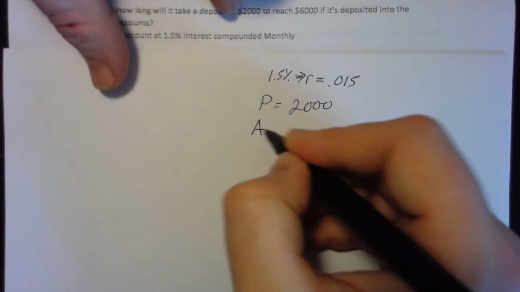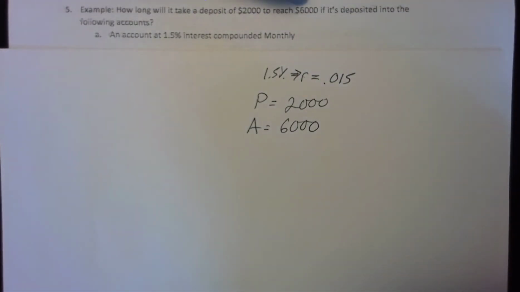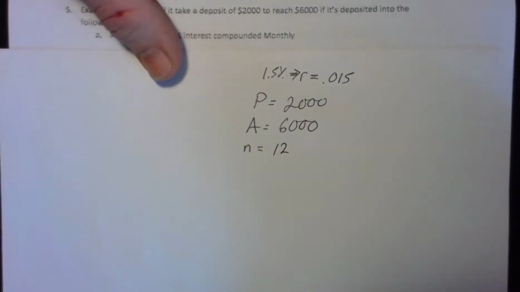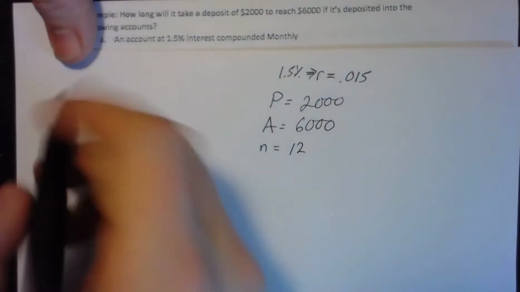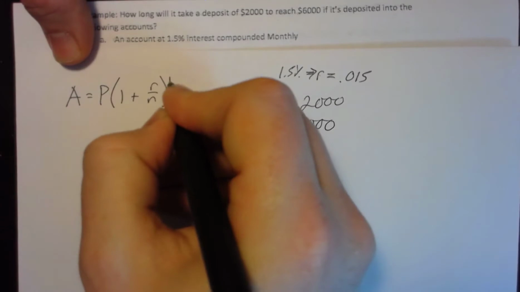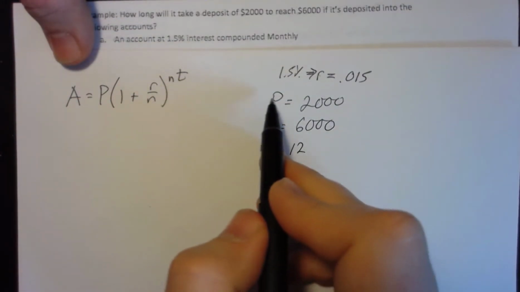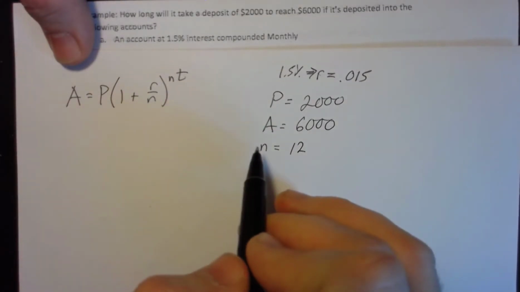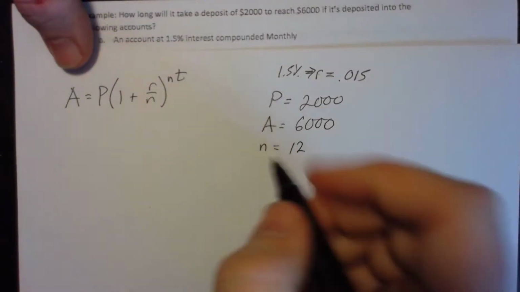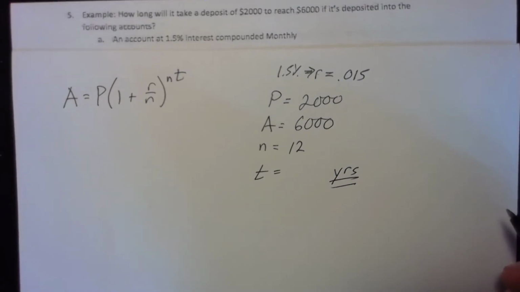The A value that I'm always looking for is the amount that I'm getting back, which normally we don't know, but in this case we want it to get to be 6,000. And then we want it compounded monthly, which means I'm looking for an N value of 12. I'm going to use that first formula again, not the second one: P times 1 plus R over N to the power of N times T. Notice I'm given R, my rate, and I'm given P and A. I'm given N, the only thing I'm missing is T, which is how long it will take. I'm looking for T. Also note, just to help you, T is always going to be in terms of years for these types of problems.